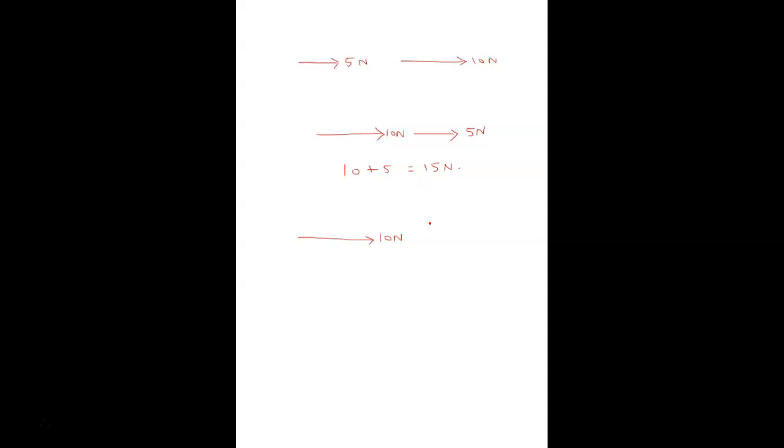If I change the direction of the 5 Newton vertically upwards, what is the resultant? Will it be the same 15 Newton? No, it will not be 15 Newton. Why? Because the direction is changed. The direction is changed now for the 5 Newton force. So how will we find the resultant?